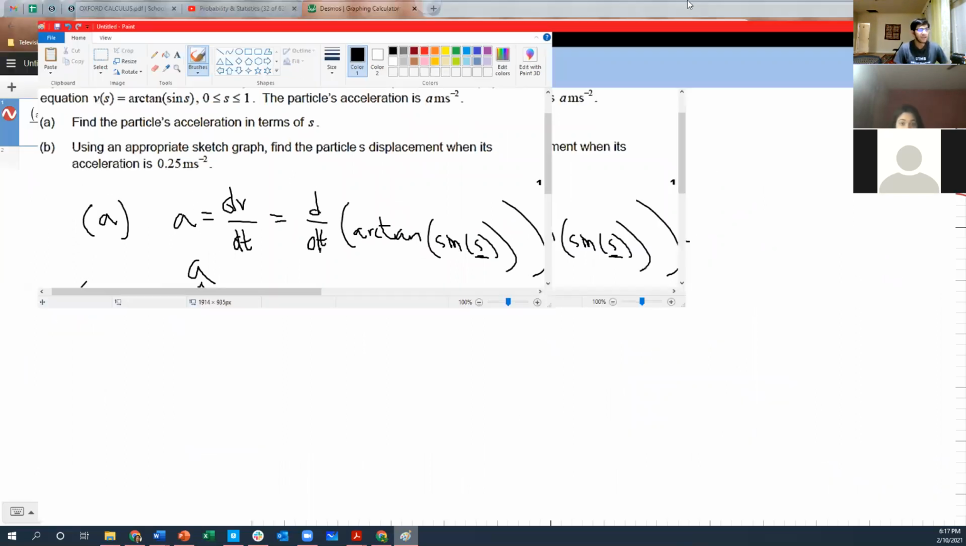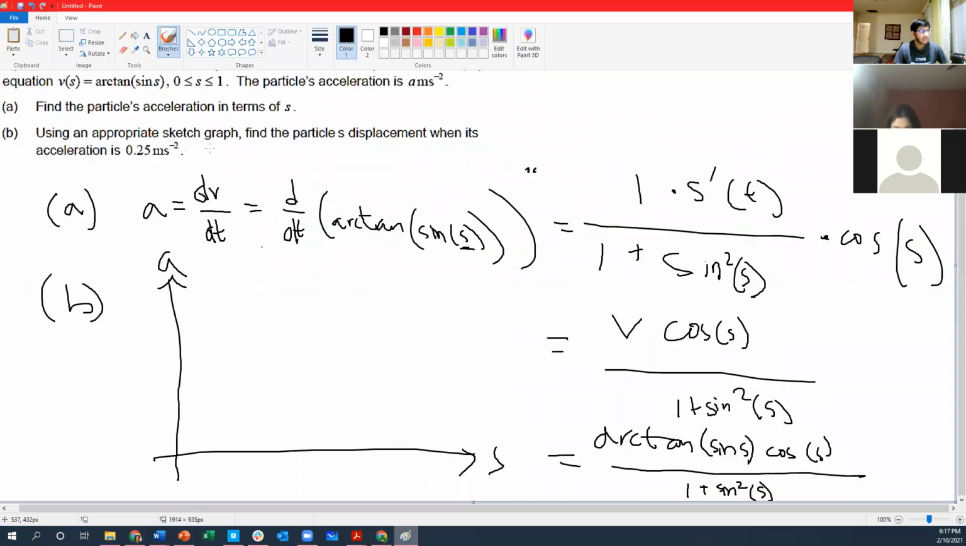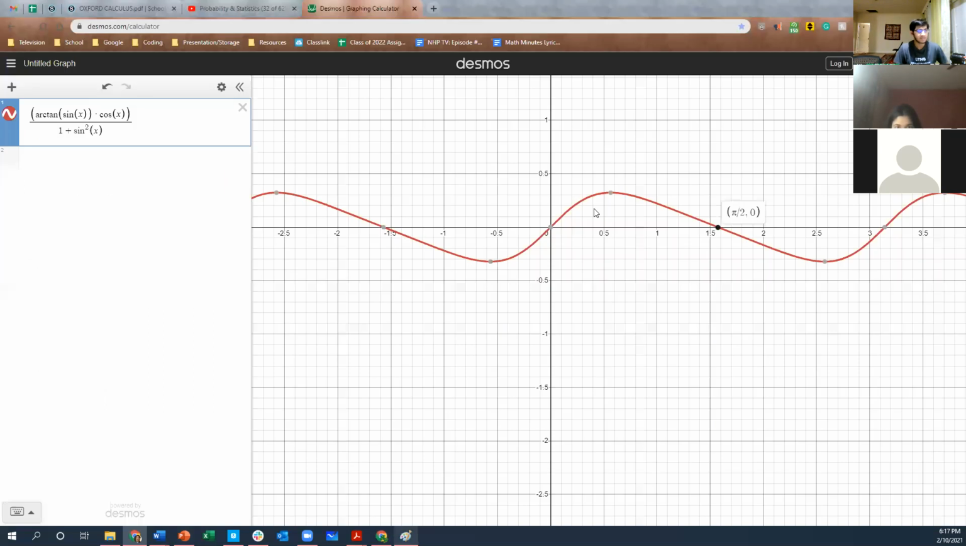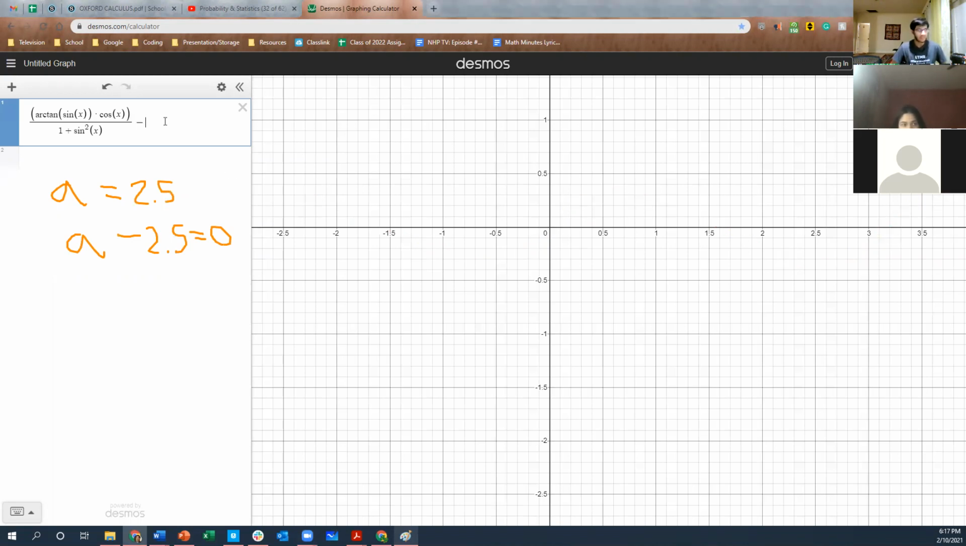And then you would look at the graph, and you would figure out when the acceleration is 0.25, what is the displacement? So you would have to look for 0.25. So rather what we could do is we can say, we know that we want acceleration to equal 0.25. So if we do the function of acceleration minus 0.25 equals 0, we can see where it intersects the x-axis, or the s-axis, and then we can see what the displacement is. You understand what I'm saying?